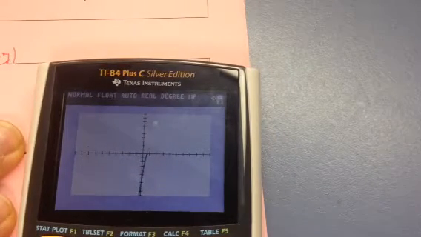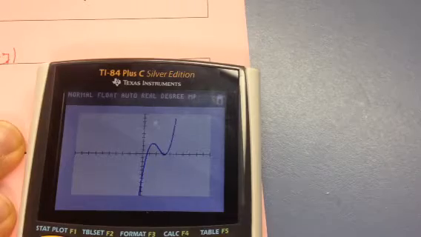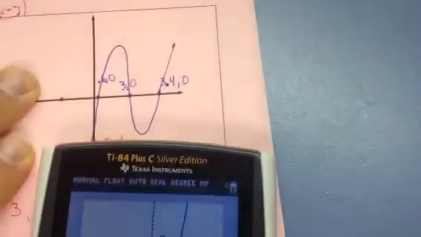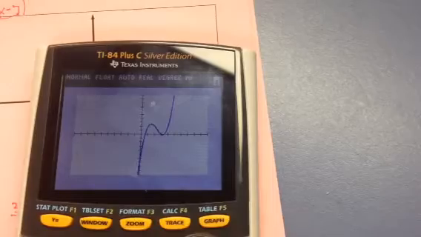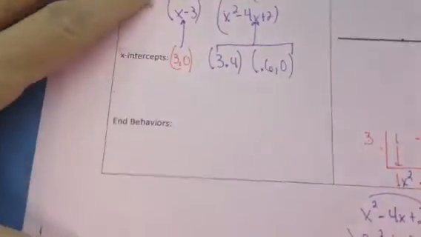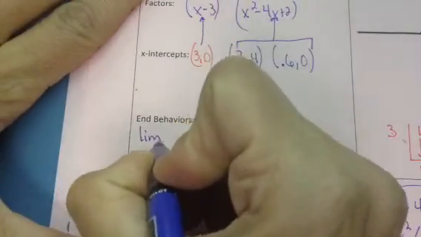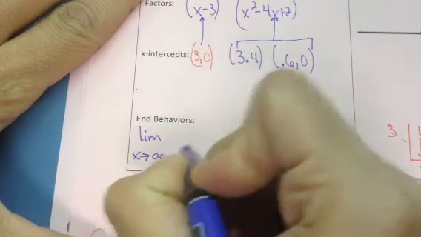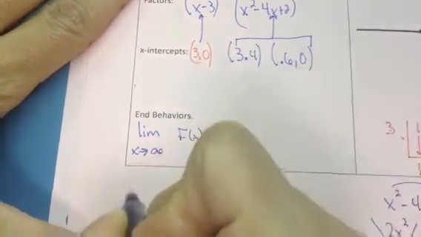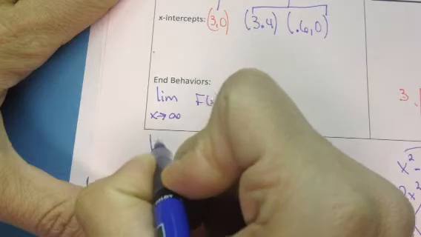It's getting there. It's very slow. So my turning points are a little bit off, but you can see how that looked. So my end behaviors. Over here, again, we've got to write all this stuff, and I'm going to write the other one below it.